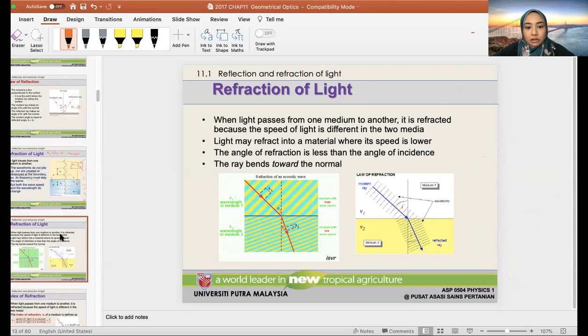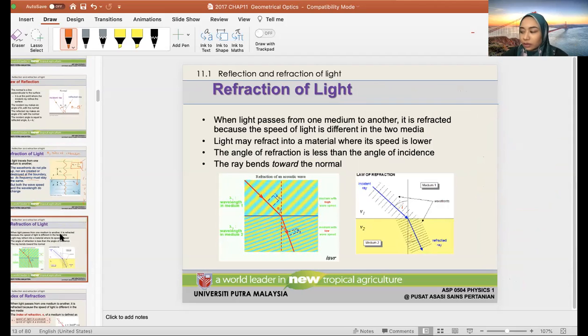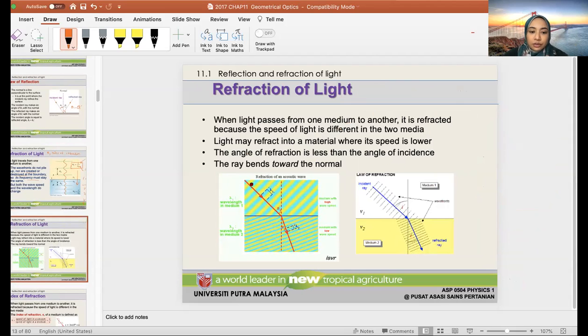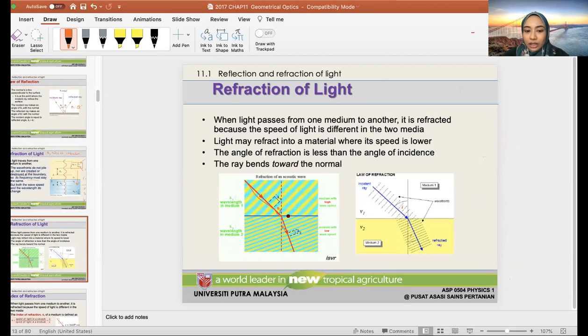Okay, refraction of light. Why does this picture look so funky? Oh, it is moving. I thought it was just my imagination. It's not shaking, it makes me dizzy.